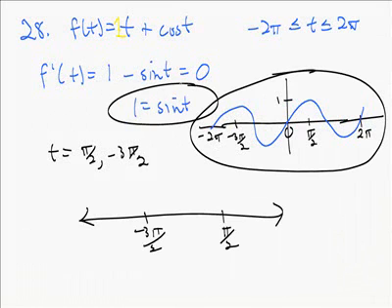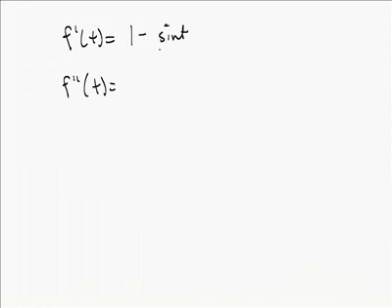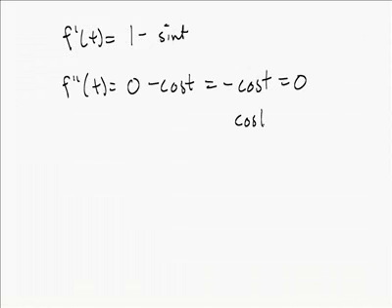Now, for the second derivative, we said f prime of t was 1 minus sine t, right? Because derivative of cosine is negative sine. Let's see what f double prime is. f double prime, derivative of 1, that's a constant, that's 0. Derivative of sine is cosine, so we have negative cosine t. So where is negative cosine of t equal to 0? This will give us our inflection points. That's where the cosine itself is equal to 0. And again, between negative 2 pi and 2 pi.